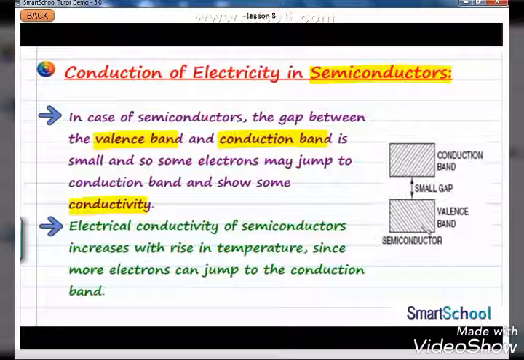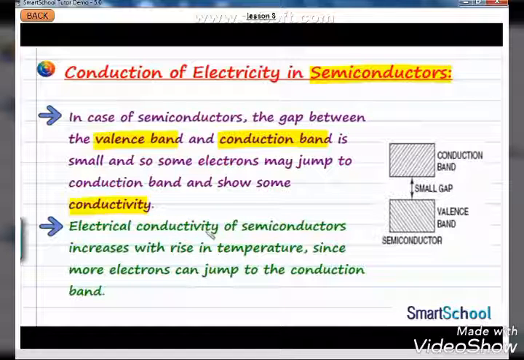So here we can see the energy band diagram of a semiconductor. This is the valence band and this is the conduction band. And the forbidden gap is quite small in the case of a semiconductor. That is why some electrons are able to jump from the valence band to the conduction band and constitute conduction of electric current.